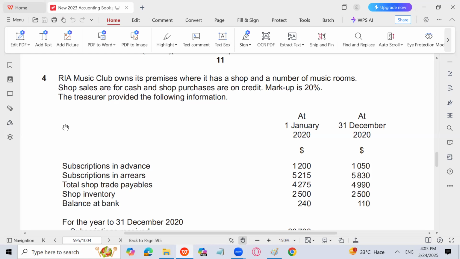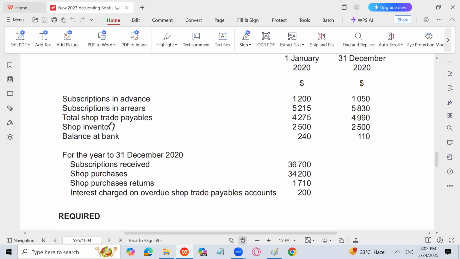Markup is 20%. Always remember that if markup or margin is given in the question, we can calculate gross profit directly, and definitely there must be some missing expense, which we have to find by going in reverse. The trustees have provided the following information at 1st January 2020 and 31st December 2020. Subscription in advance is given. Opening and closing subscription in arrears is given. Total shop trade payables are given. Shop inventory is also given in the question, right?